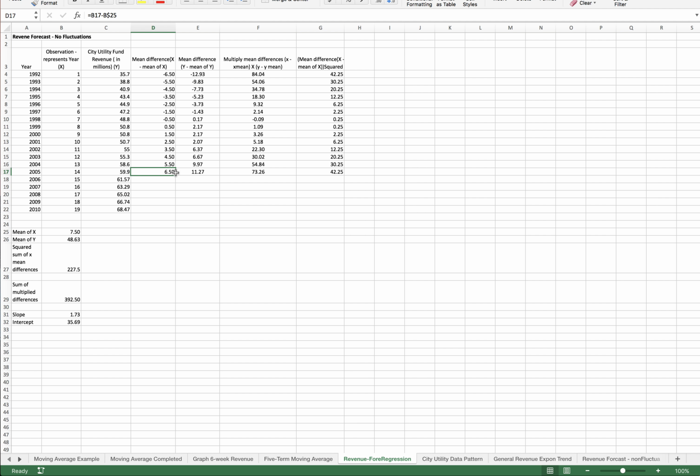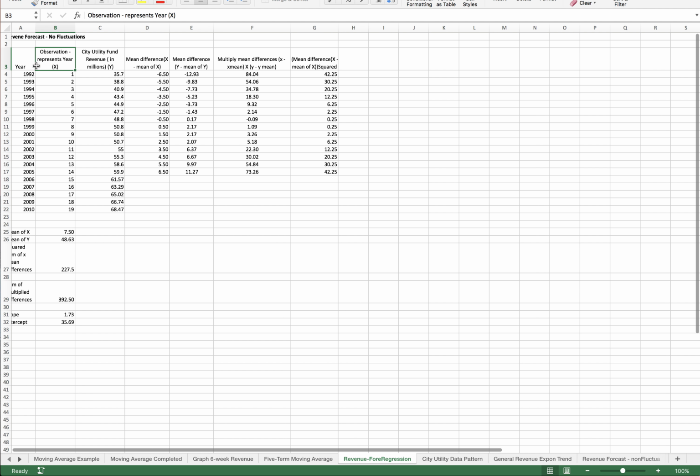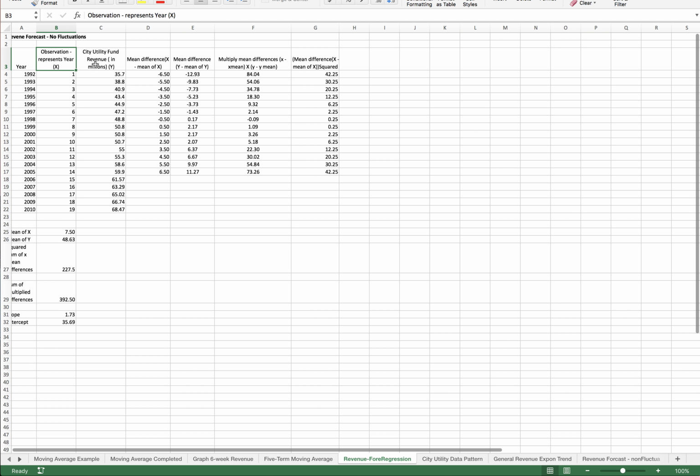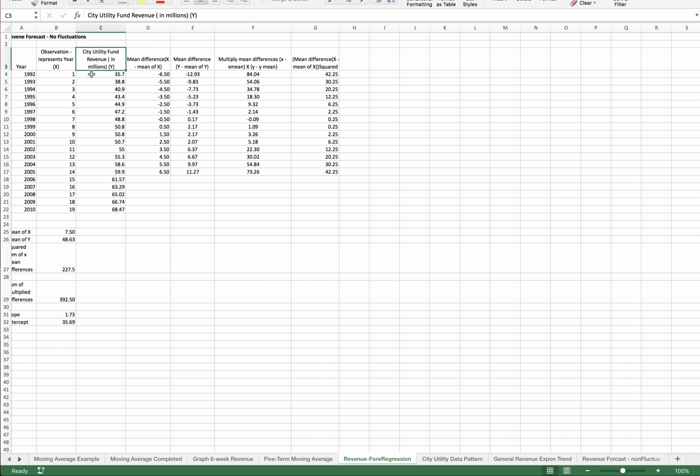Okay, as you can see here, this is why I have nothing beneath these numbers, because these are all projections. And I put up here in this row above my data what these numbers are. So this is my X, my year, right? My year number. My Y is my revenue numbers, in millions.